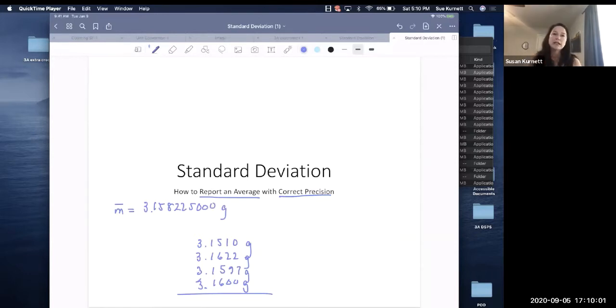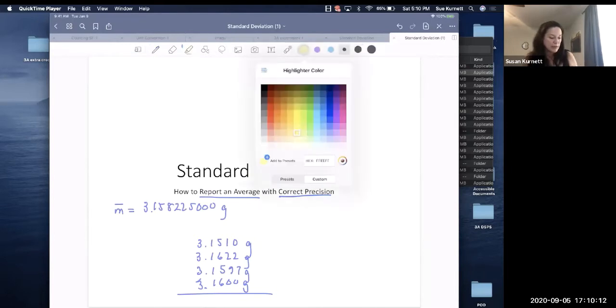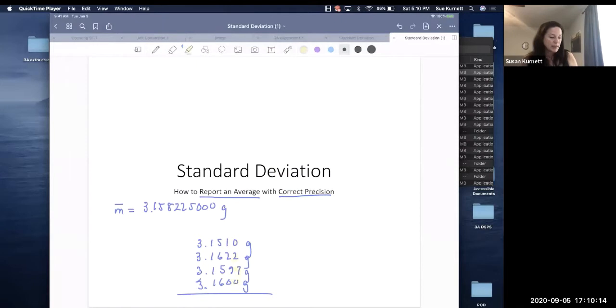The question is, how many digits do we report? And the answer isn't obvious. We're not necessarily going to go 4 past the decimal. Just because each of these went 4 past the decimal doesn't mean the average goes 4 past the decimal. We have to look at where those 4 values sort of deviate, where the estimated place would be.